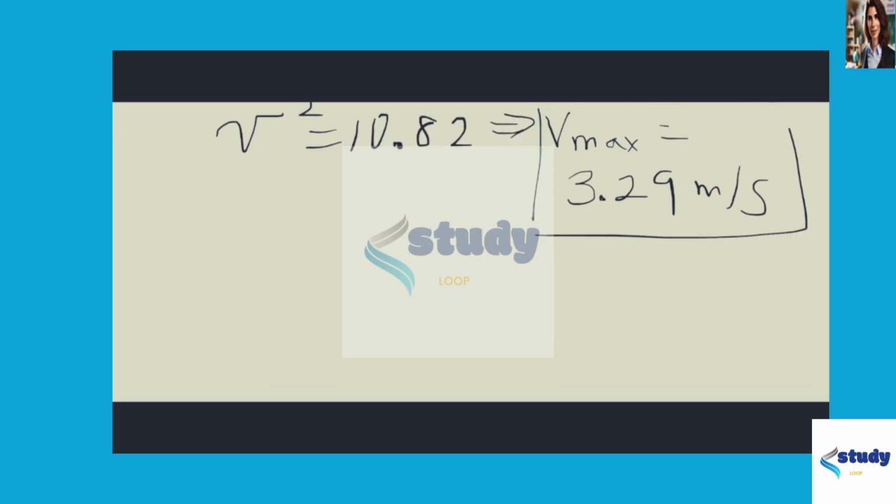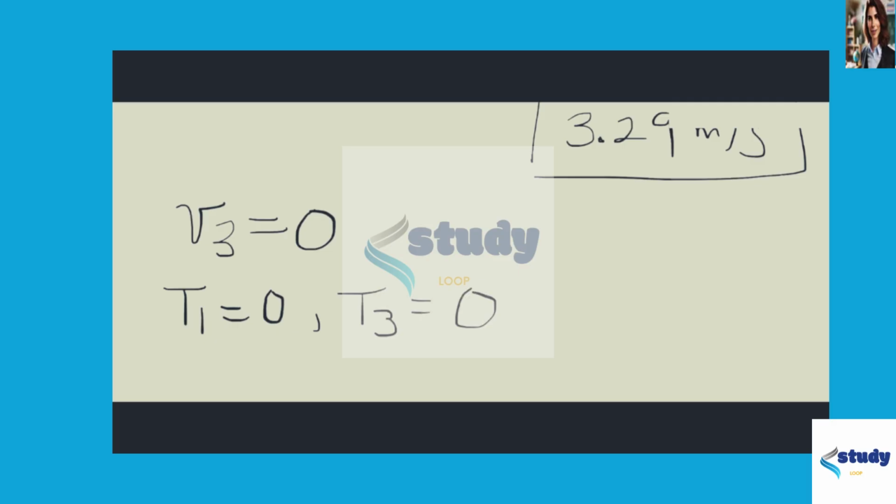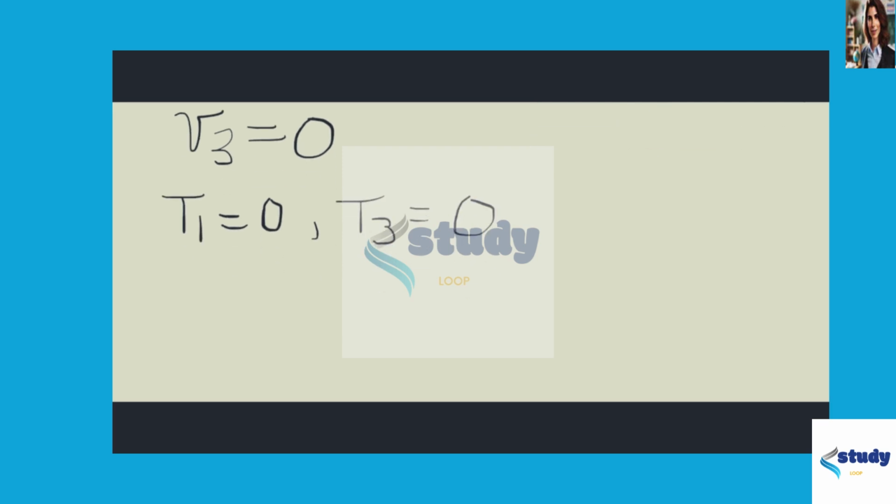Now remember, we're also asked to solve for the maximum height that block 2 reaches. So we know that, just due to the principles of energy, the maximum height is reached when the velocity is 0. We know that the system is starting from rest, so T1 is equal to 0. Similarly, maximum height occurs when kinetic energy is 0, so T3 is also equal to 0. So all we're really looking at is the work part of this equation.